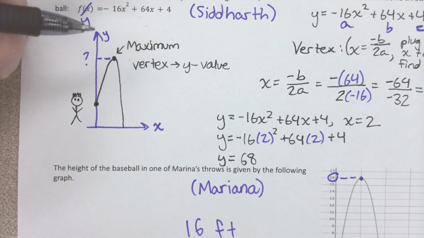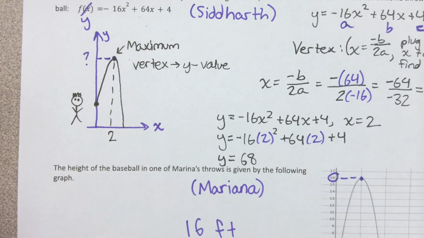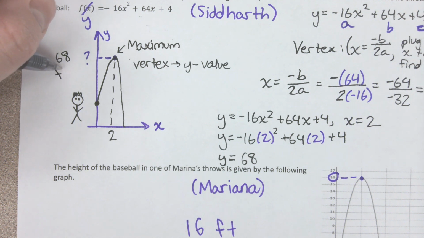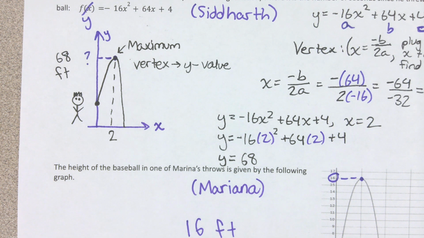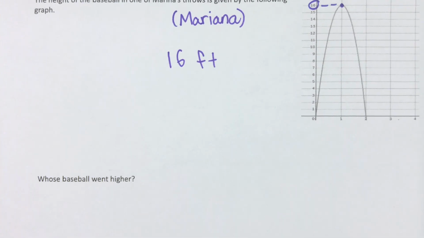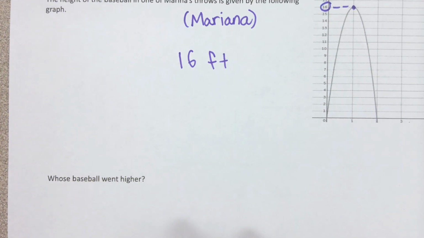So adding to our graph here, we found that this x value was just 2. And then what we were looking for, that turned out to be 68 feet. So the overall question, whose baseball went higher? Clearly, Siddharth's went all the way up to 68 feet, so Siddharth's baseball went higher.